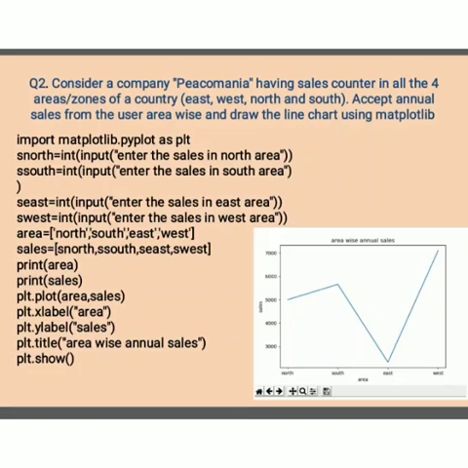Now it's time to display the chart. And how to display the chart? plt.show function is used to display the chart. As soon as I execute this, the chart will be in front of us. On the x-axis area, on the y-axis sales. You can see here in the diagram the X label, Y label and chart title is also visible.